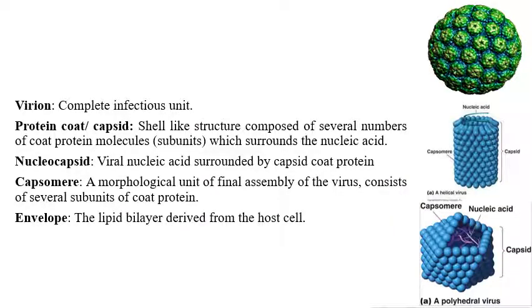So before entering, we will see some of the definitions so that it will be very easy to understand in future if we use these terminologies. It starts with virion. A complete or matured virus particle is called virion. You can see here a spherical or globe shaped structure. We can see here it is called virion.